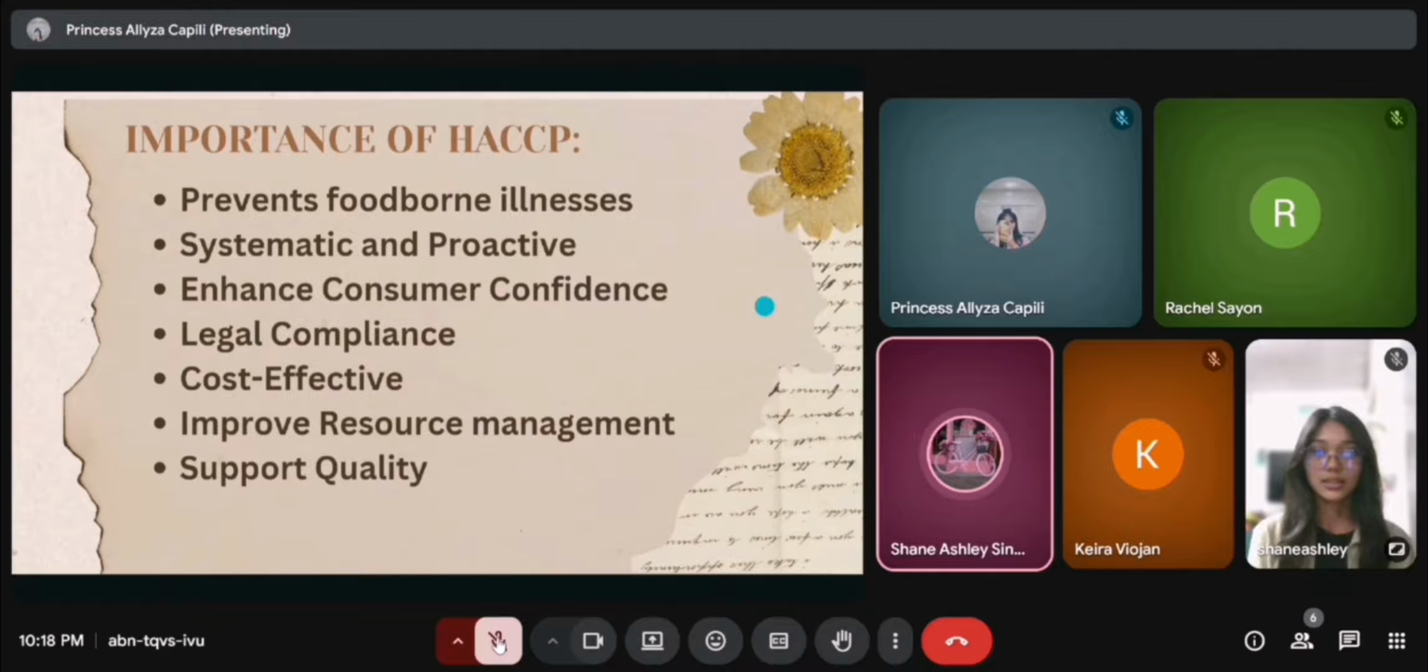So now the next importance of HACCP will be presented by Ms. Kapiri.